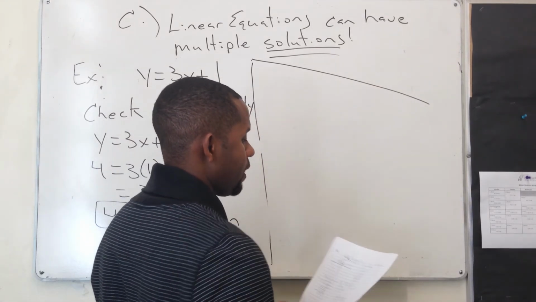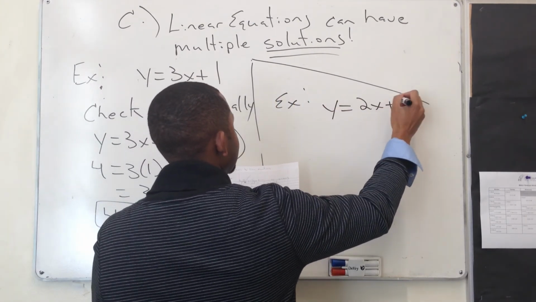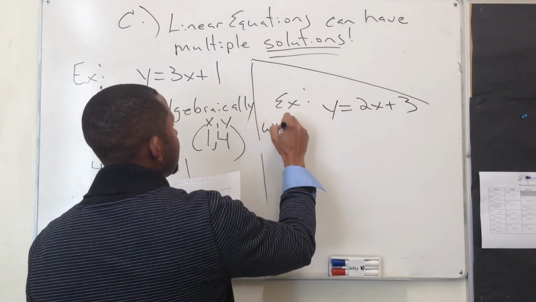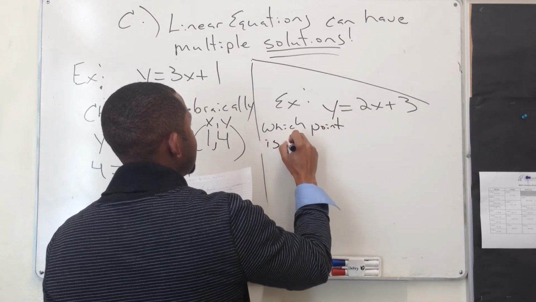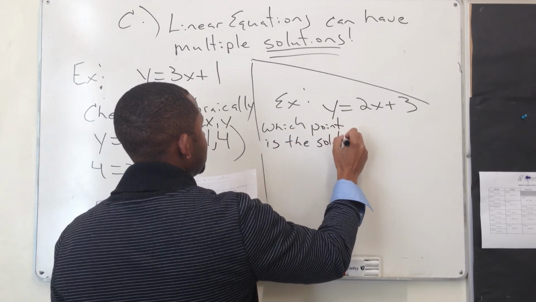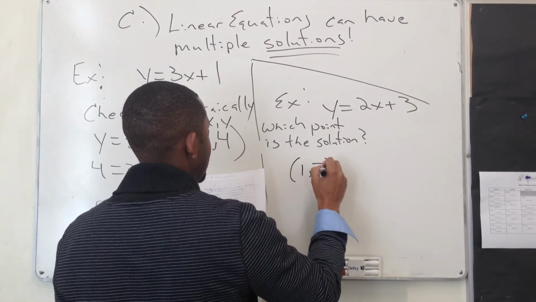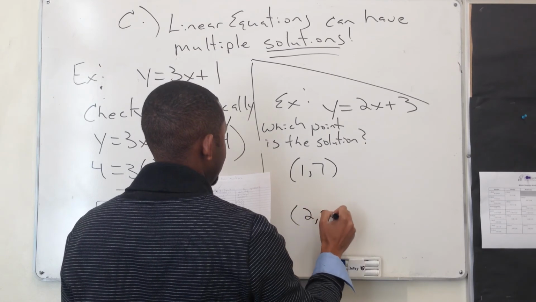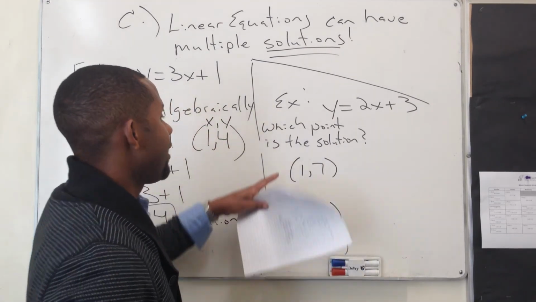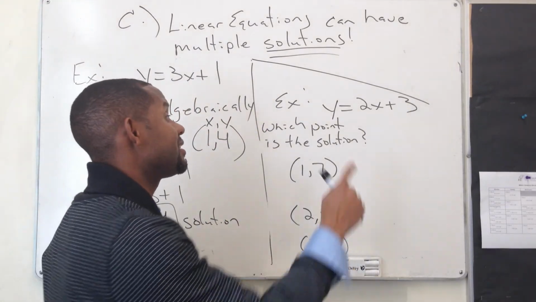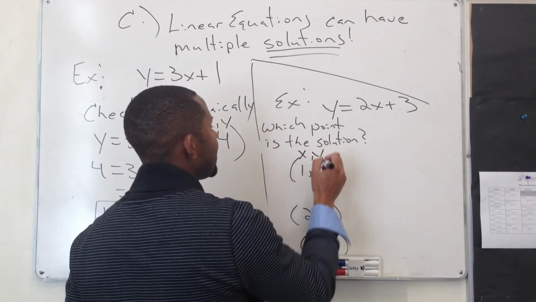We're almost there. So for example, if I say y equals 2x plus 3, and it says which point is the solution, they give you a couple points. They give you 1, 7. They give you the point 2, 9. They give you the point 2, 7. They're asking which one of these is a solution. Remember, together, this represents one dot on that line. Well, here's x and here's y.